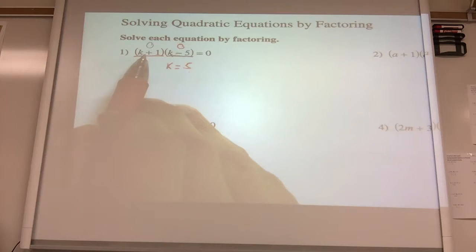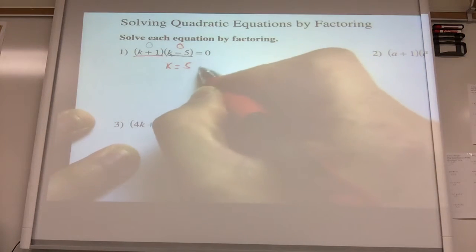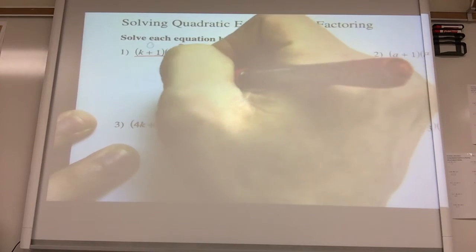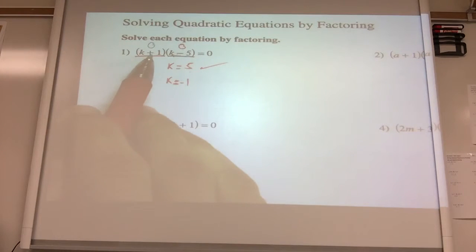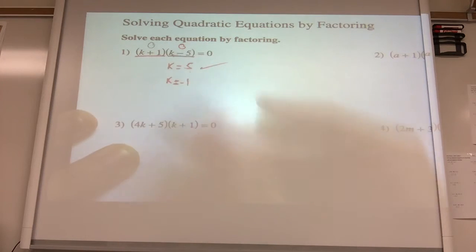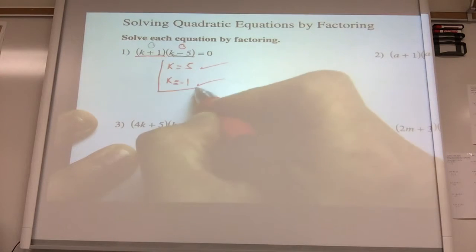That's going to be 6, because 5 plus 1 is 6. But 0 times 6 is still 0, so that works out. That's one of the solutions. And k could equal -1, because if k equals -1, -1 plus 1 is 0. Even though -1 minus 5 is going to be -6, 0 times -6 is still 0, so that works out. So those are my two solutions.